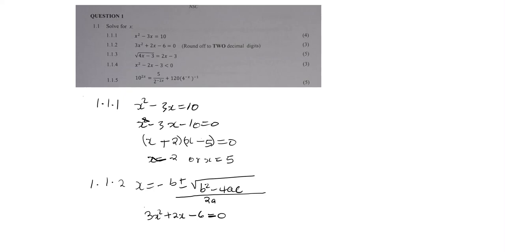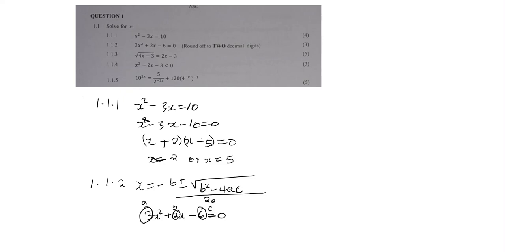This is the coefficient of x squared, which is a. This is the coefficient of x, which is b. This is a constant, which is c. This one is the value of c. So now we are quickly going to substitute here.